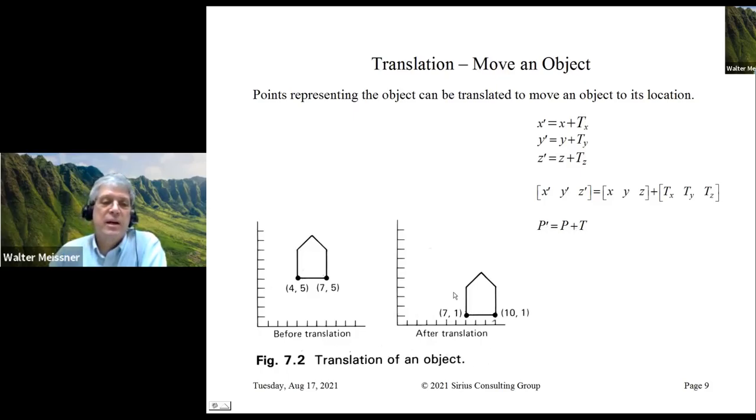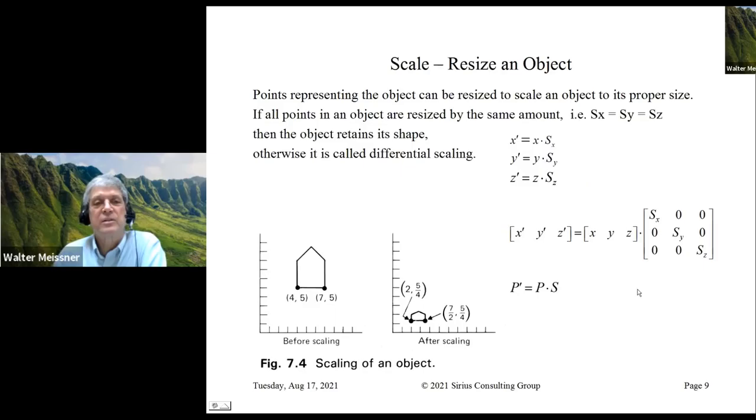So here's a diagram of how translation works. Here's a house. It's got a point at 4,5 and 7,5. By adding -3 and -4 to X and Y, it moves, and applying it to all the points, it moves the house over. And so that's a simple example of translation.